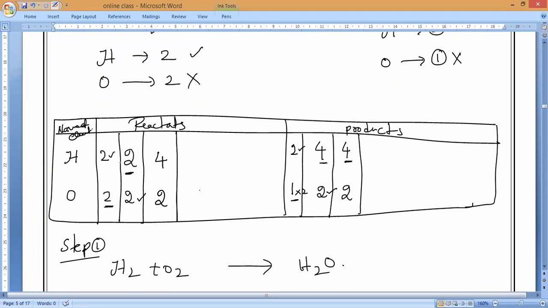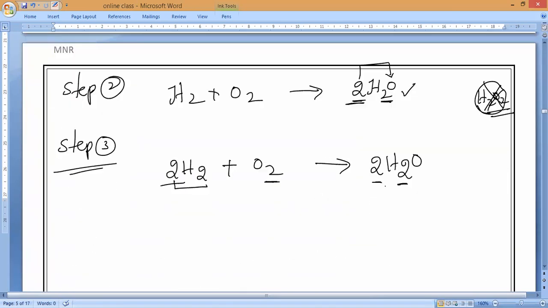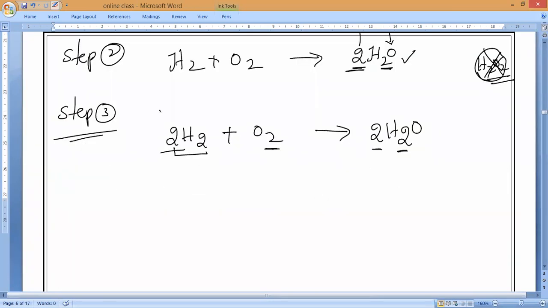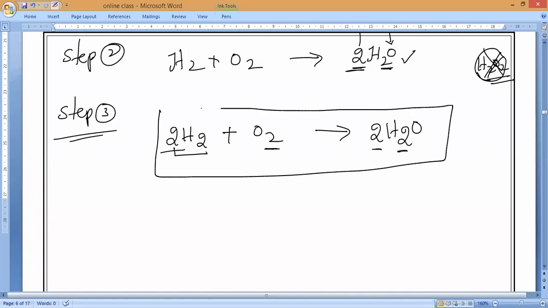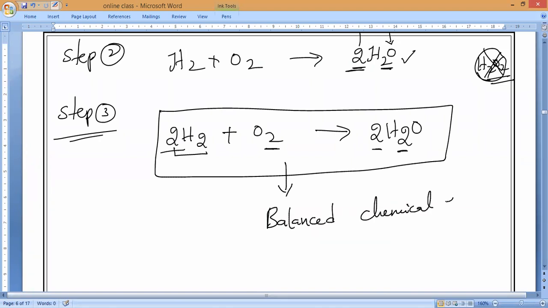Now you can check it. Number of hydrogens balanced or not? Balanced. Yes, sir. Oxygens also 2 and 2. So here and here, if you get the same, then it is a balanced equation. So we can say this is called a balanced chemical equation. I understand how to write it step by step.